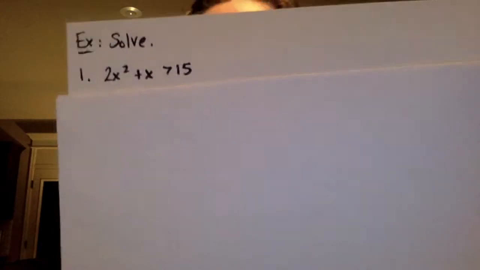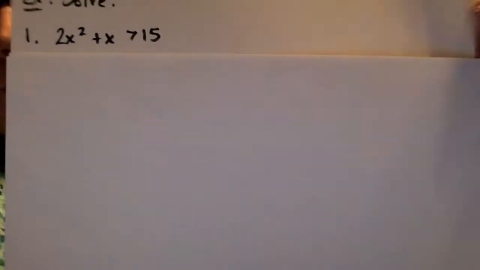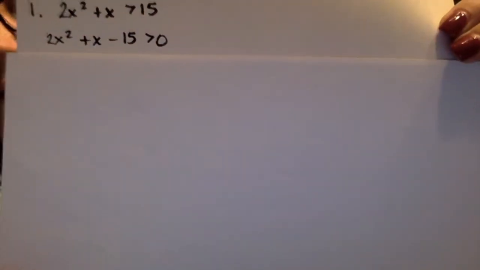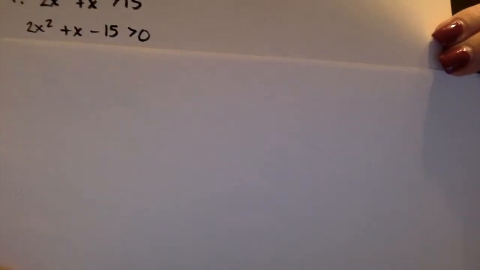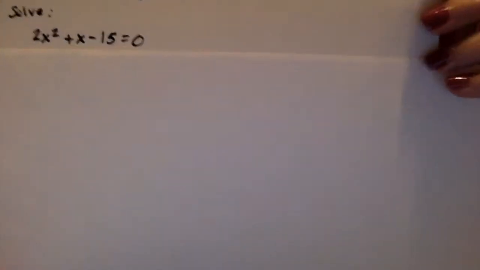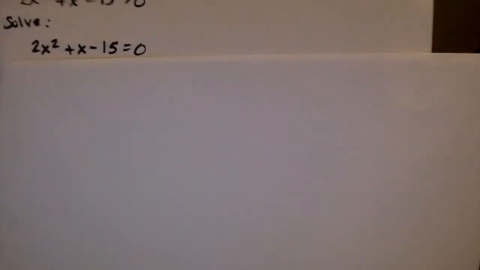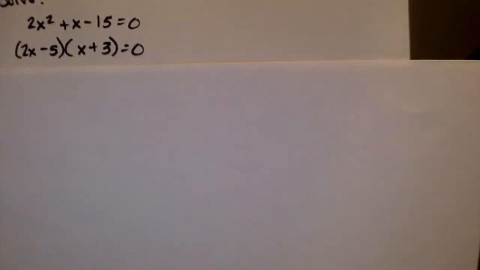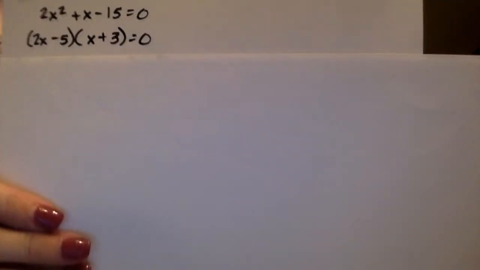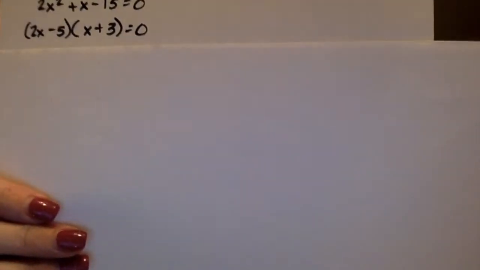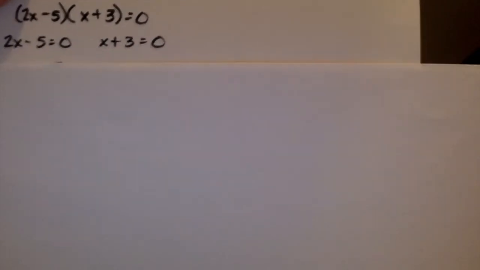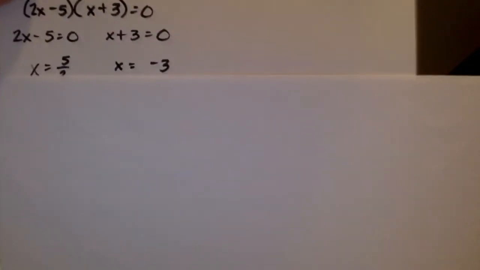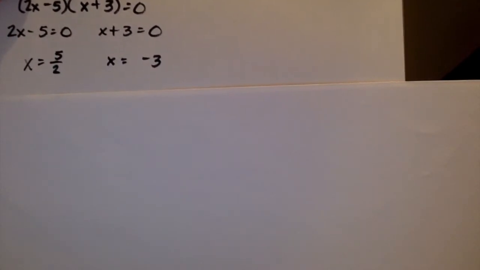Let's look at this one first. Here we go. We're going to solve, and again, make it so we have 0 on one side, so we'll subtract 15 on both sides. Then we're going to be solving this polynomial equation. We're going to do that by factoring. When we factor that, we get 2x minus 5 times x plus 3. That's equal to 0. We set each of those factors equal to 0, and we solve them, and we get these values. x equals 5 halves, and x equals negative 3.